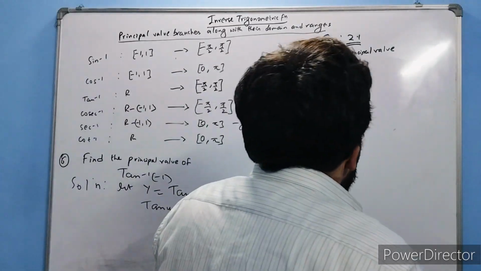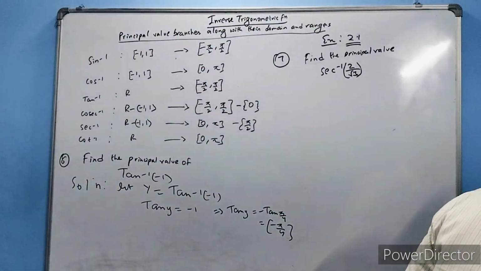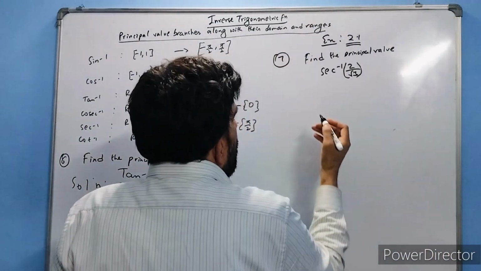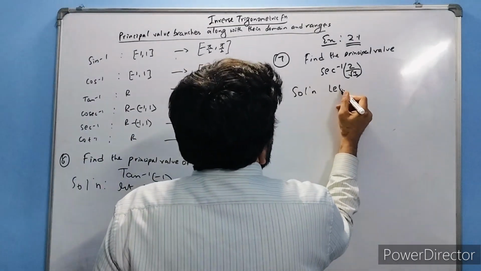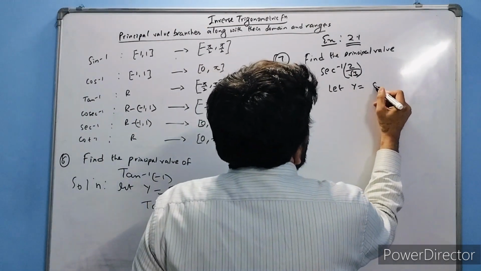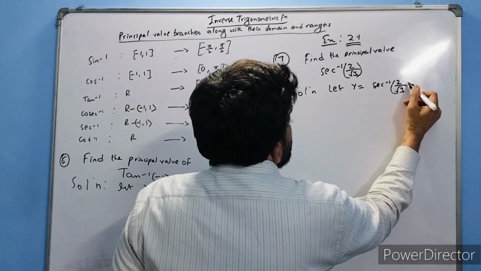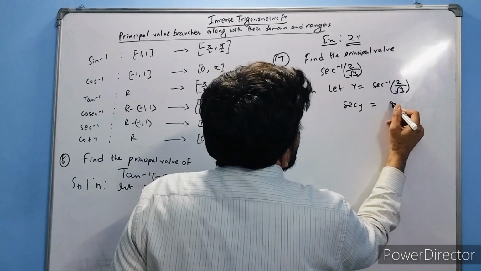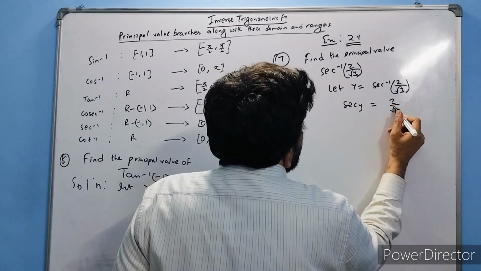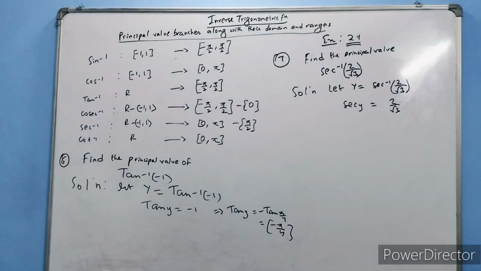Okay, so we have sec inverse 2 upon root 3. Now we can solve how. Let y is equal to sec inverse 2 upon root 3. So we can say sec y is equal to 2 upon root 3.